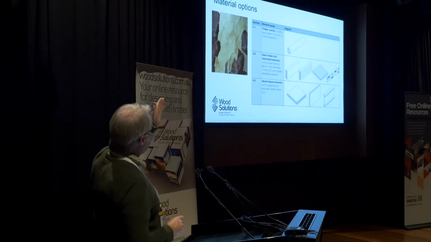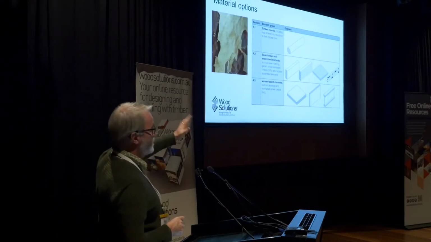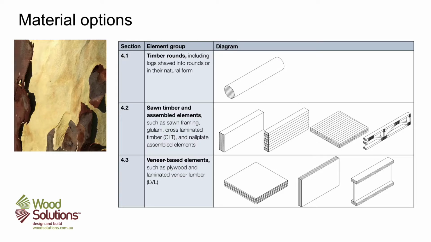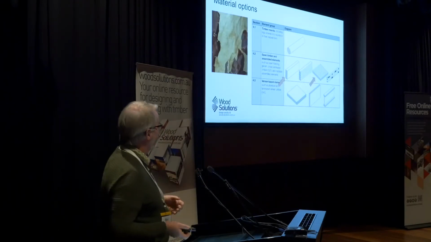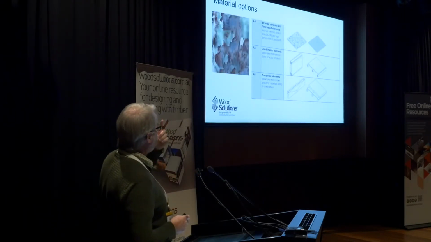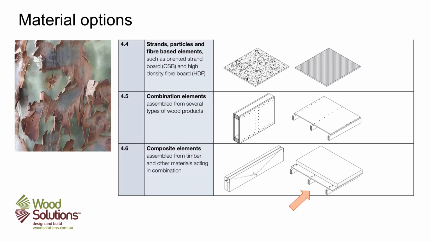And if we then look at each of the material options, be they rounds, sawn timber, or assembled elements from sawn timber, veneered-based products such as plywood or LVLs. And in our little building program, we were looking at sawn timber and CLT, both of which are made from sawn material.